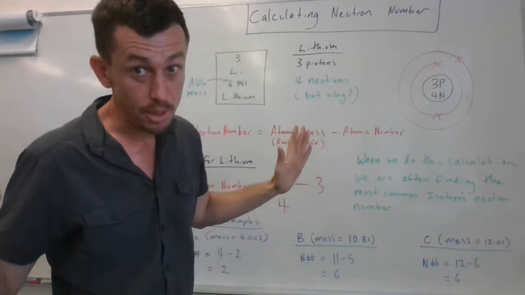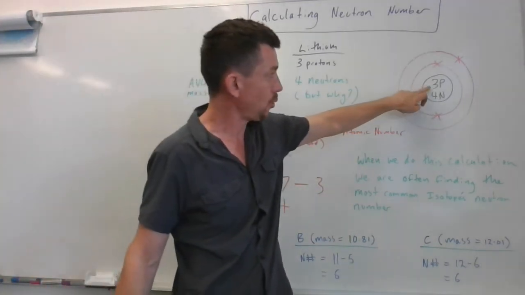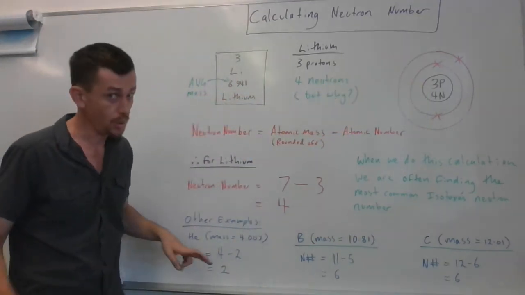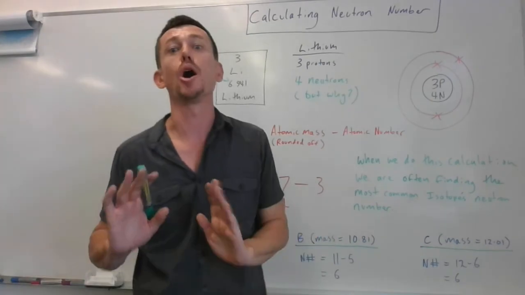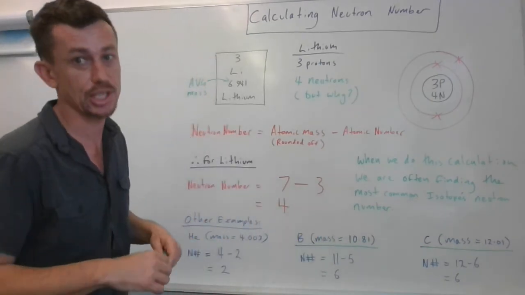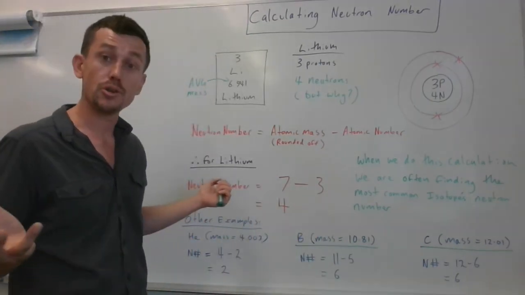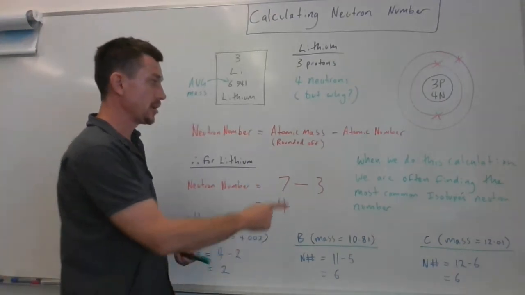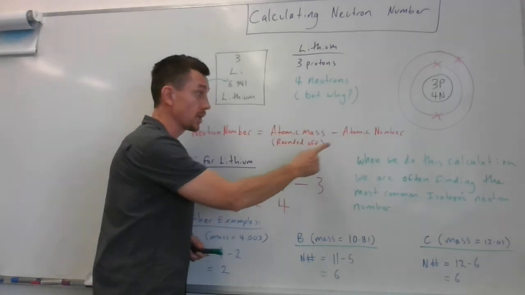Otherwise, it's a different element in total. Remember, if I take one proton away from here, I'm going back to 2. I've got helium. So we never change the proton number. It is only the neutron number that can change. And if we're asked for the neutron number, well, we just find out what the average and most common one is by rounding off the atomic mass and subtracting the atomic number.